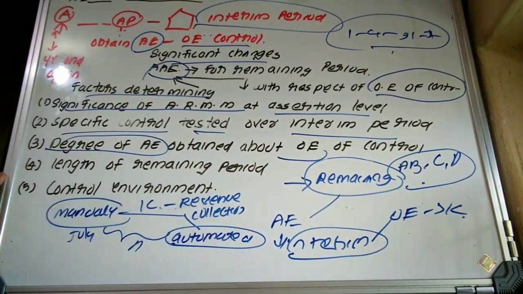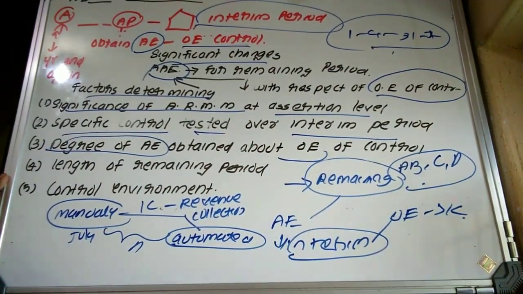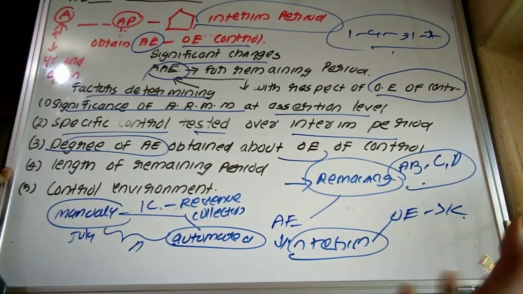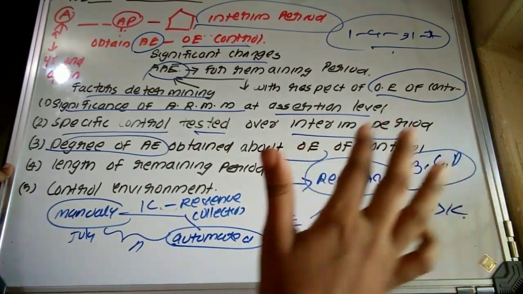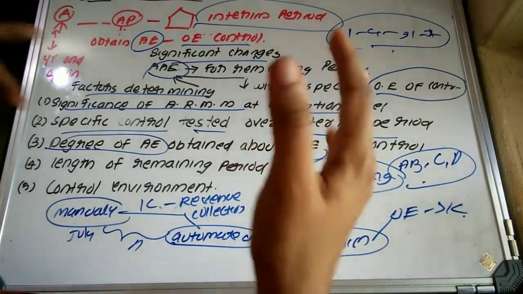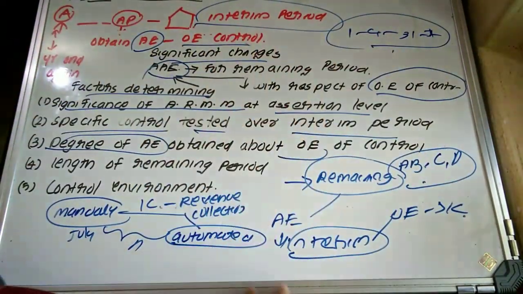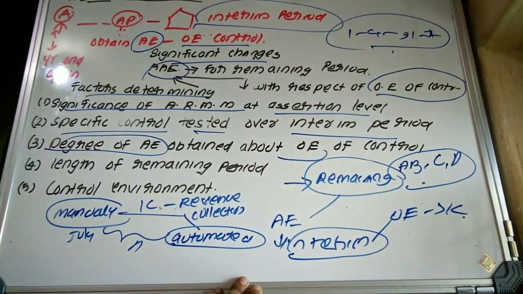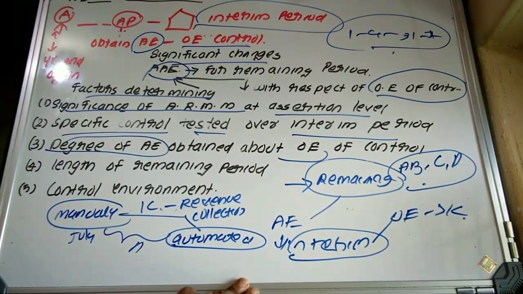Then the control environment. I have already explained the meaning of control environment and the factors in the control environment, that is, determining whether it is operating efficiently and effectively as per SA 315. That is, the ethical values, whether they have been properly communicated, and so on.